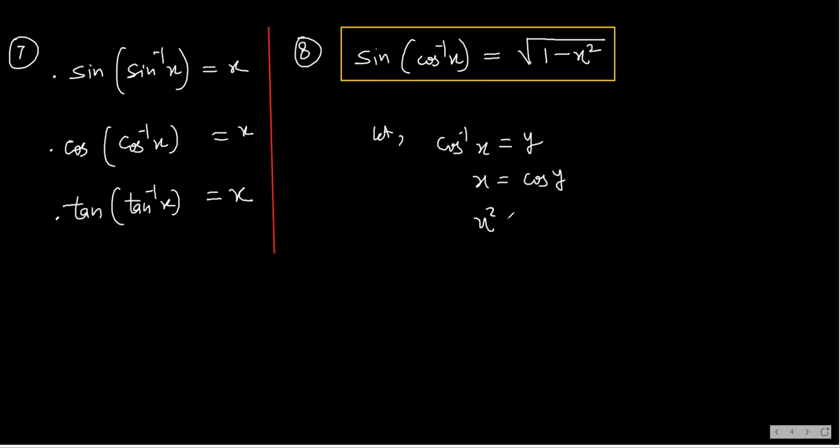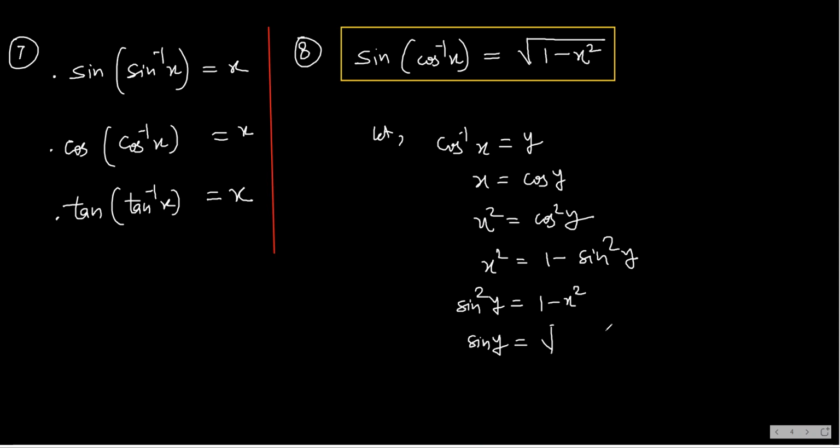I square both sides, so x square is cos square y. Therefore, x square is 1 minus sine square y, because cos square y is 1 minus sine square y. Now sine square y I shift to the left. So I have sine square y as 1 minus x square. Therefore, sine of y is square root of 1 minus x square.